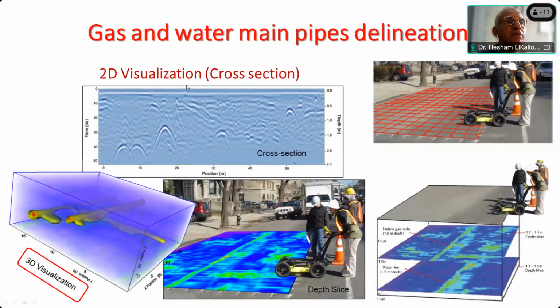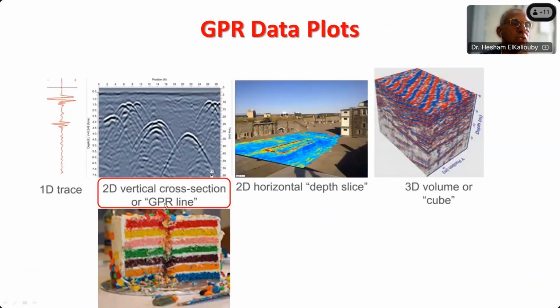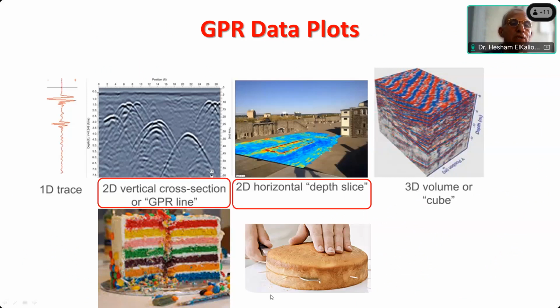You can also use GPR for gas and water main pipe delineation. You can make a cross section or a depth slice to show how deep these pipes are. You can also plot it in a three-dimensional visualization. You can show GPR either as a 1D single trace or a two-dimensional cross section. A two-dimensional vertical cross section is like when you cut the cake vertically. You can also show it as a 2D horizontal depth slice, for example, as if you are cutting the cake horizontally at different slices.